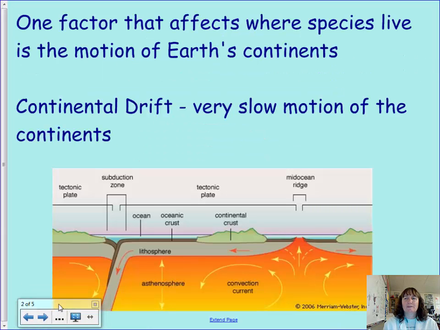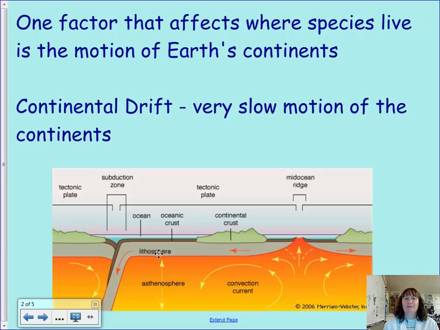One factor that affects where species live is the motion of the Earth's continents. Believe it or not, the land that we're on right now is actually moving. Every bit of land is broken up into plates. If you think of the Earth's crust kind of like a hard-boiled egg that's been dropped on the floor and has a bunch of cracks in it.